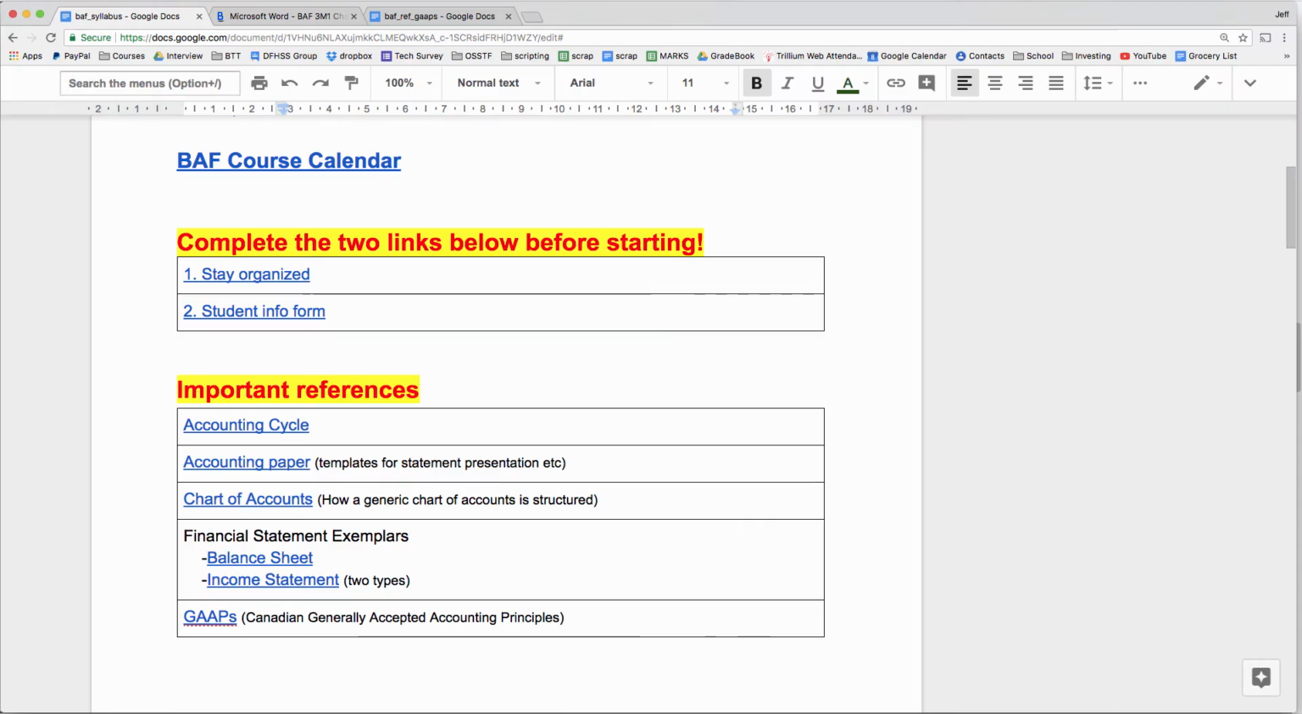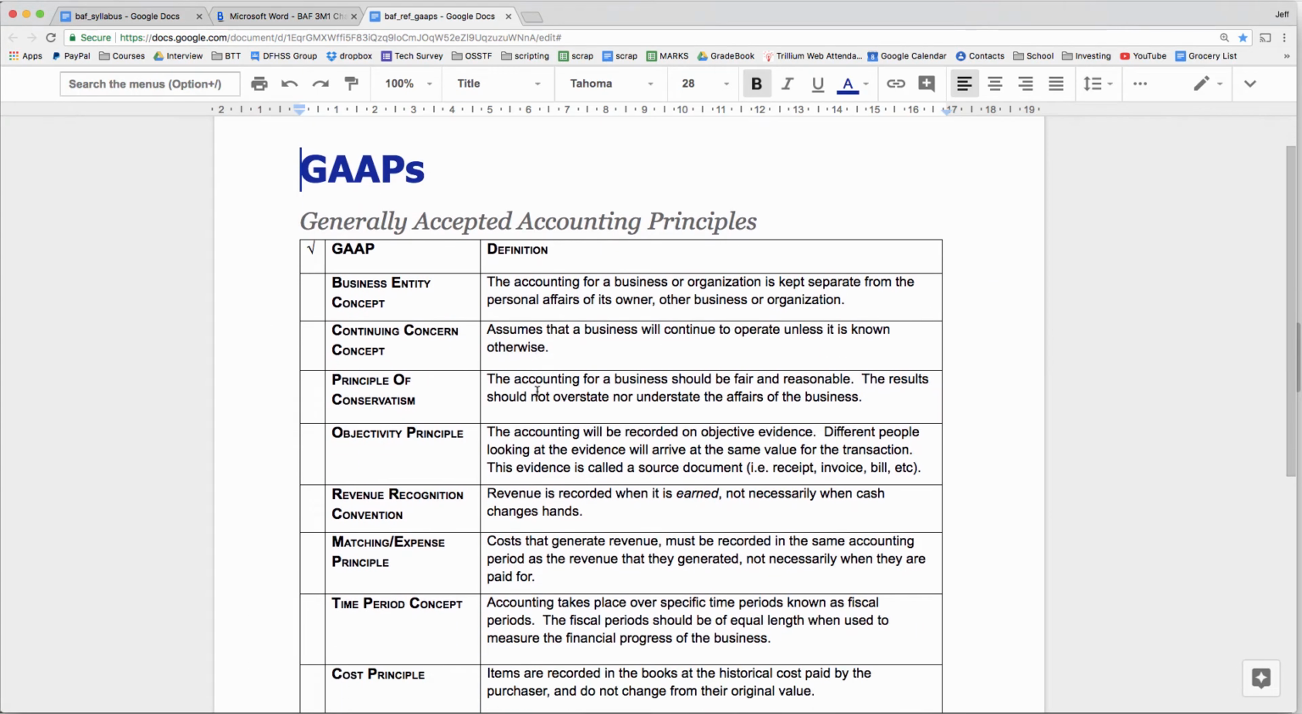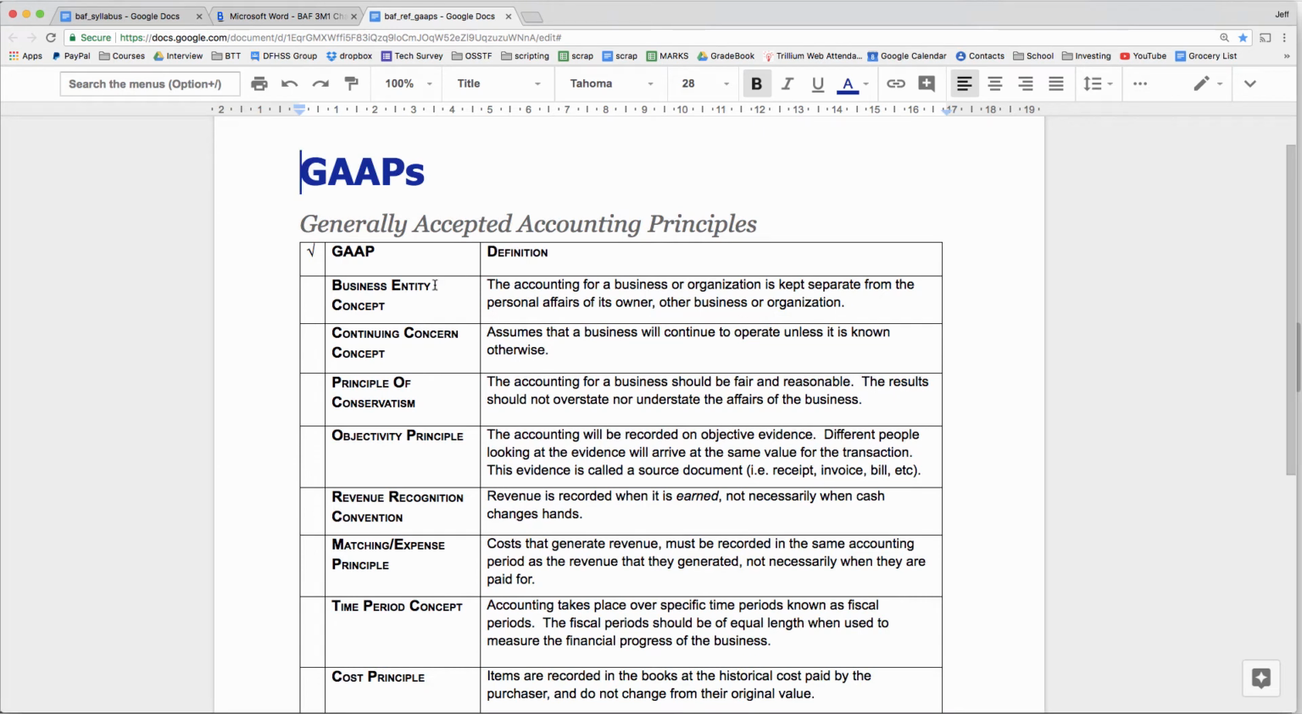The first of these additional rules that we're going to talk about can be found in our GAAP, generally accepted accounting principles in Canada, right here. There's about 11 of them, but we're only going to do them as we encounter them. The first you're going to need is the business entity concept.